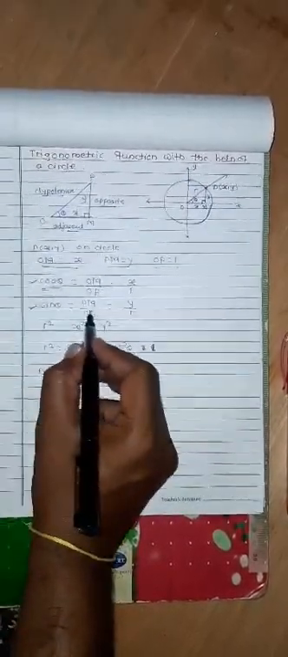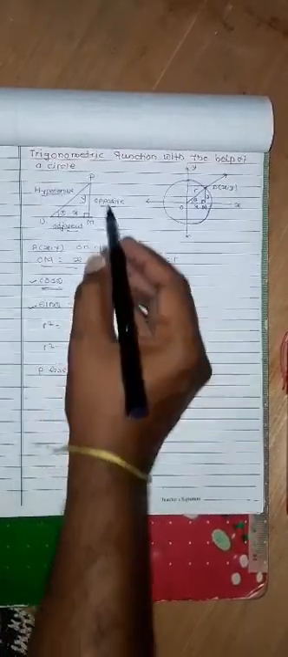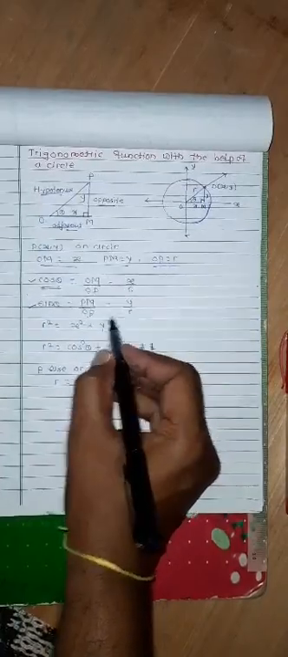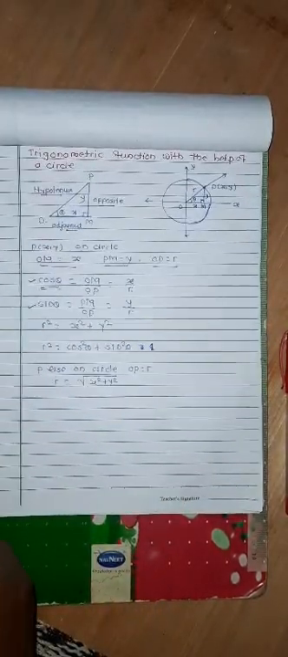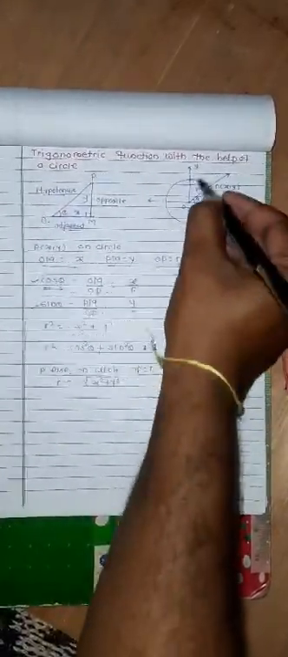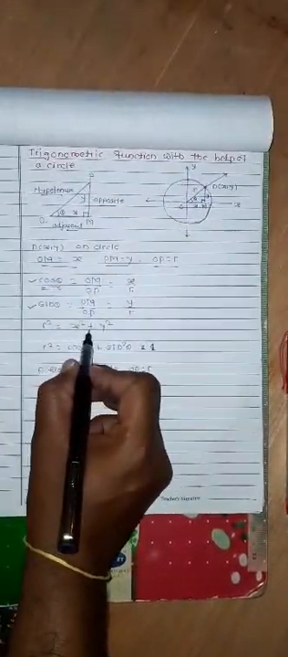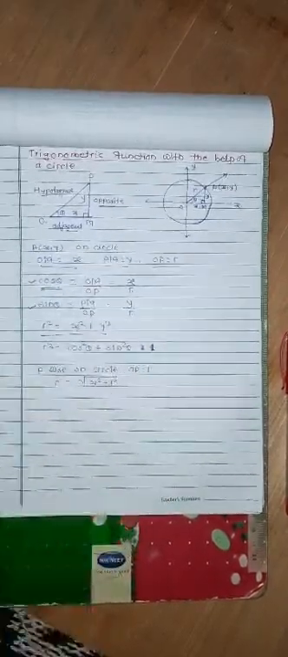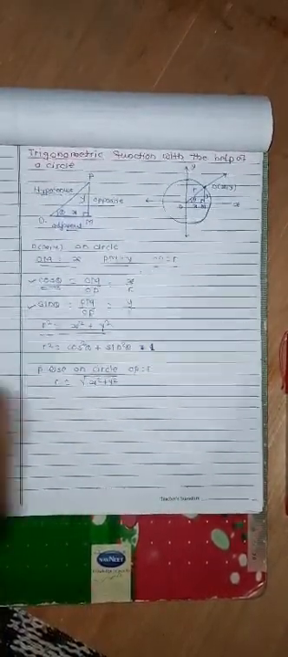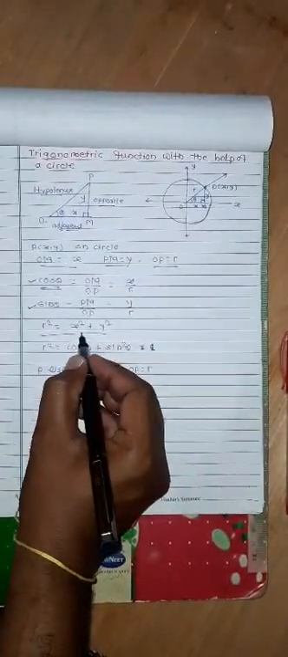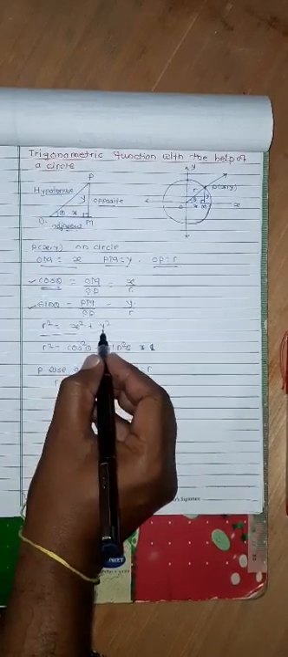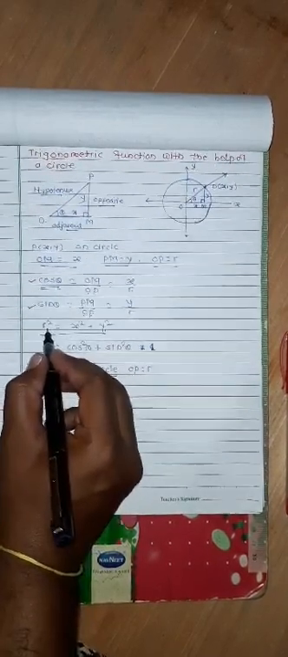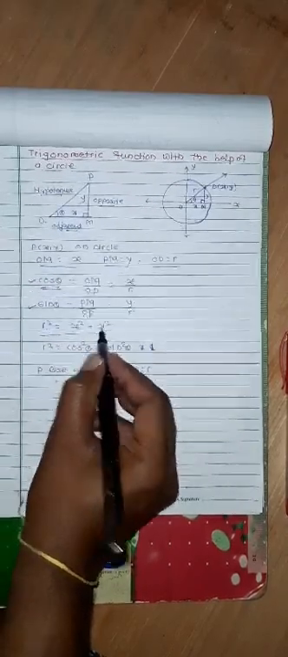Then the sine function is PM divided by OP, which means the opposite side upon the hypotenuse, that is y upon r. Then, using the Pythagoras theorem, r square is equal to x square plus y square. Put the value of x square, and after that we take the y square, and this r square becomes x square plus y square.